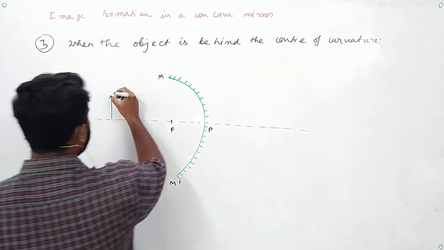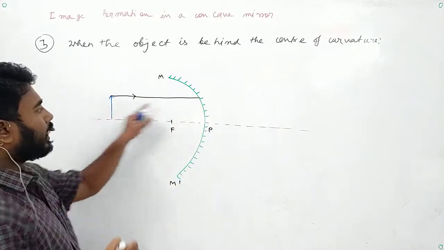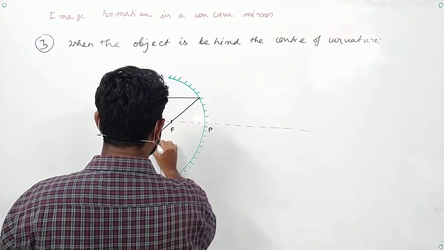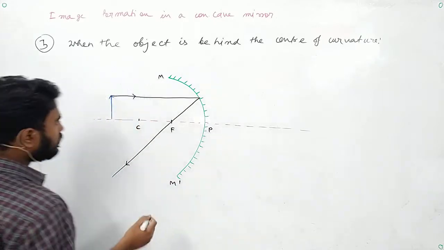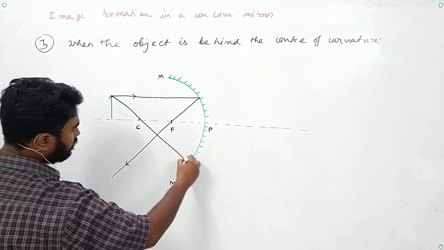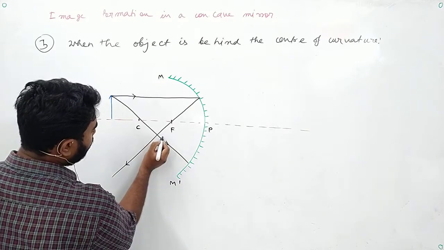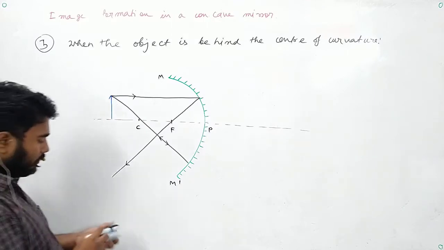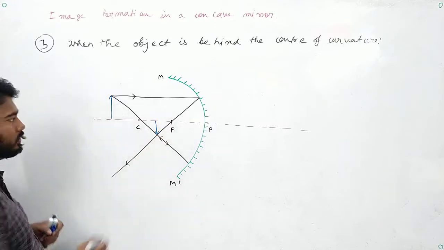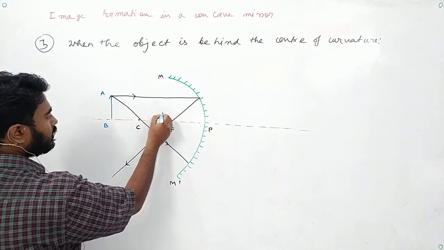then a ray of light will pass parallel to the principal axis. After reflection, it will pass through the focus. A ray of light will pass through the center of curvature, and after reflection it will pass through the same point. So where will the image be formed? See, the image will be formed at this position. If this is A, this is B, this one is A dash and this one is B dash.